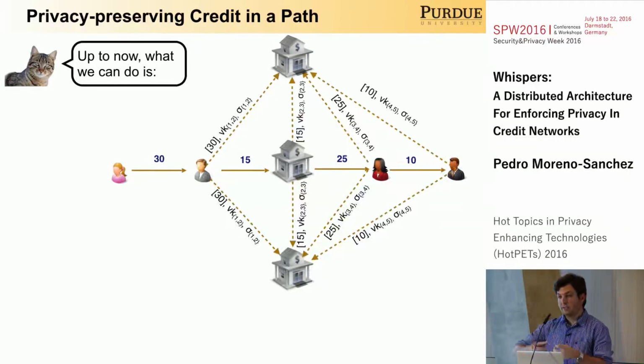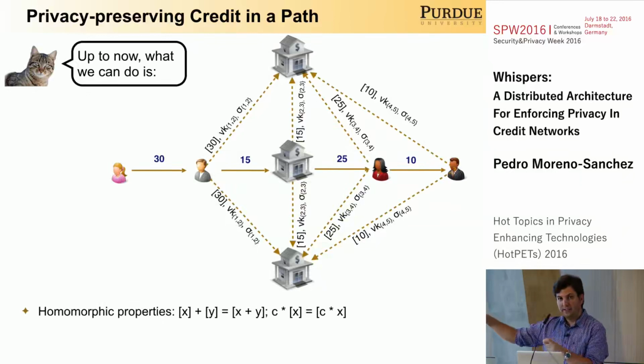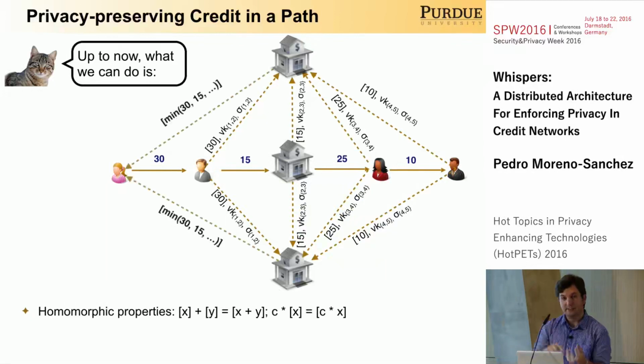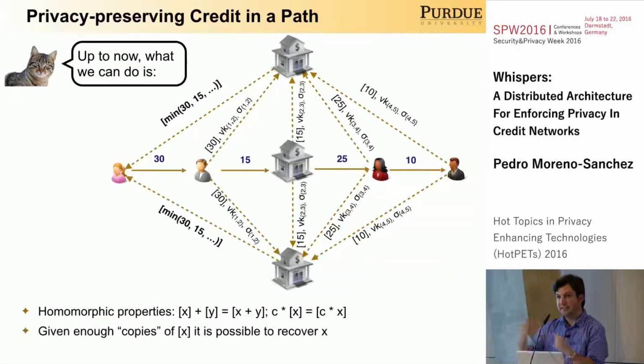Now the landmark has the share of the value of each of the links, so he can use homomorphic properties of the secret sharing mechanism to calculate the share of the minimum value along the path. Once the landmark does that, the landmark can send this share to the sender. And here we can use another property that once the sender receives enough of these shares, he can reconstruct the actual value of the minimum of the path.